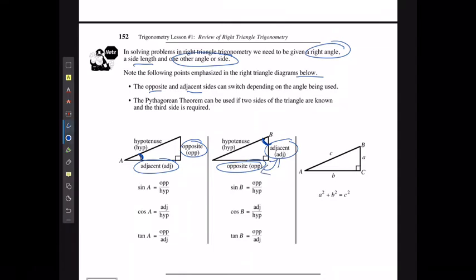The Pythagorean theorem can be used if two sides of the triangle are known and the third side is required. So that's just going to be c squared is equal to a squared plus b squared, or a squared plus b squared is equal to c squared. Just remember, if I'm trying to solve for one of the shorter side lengths, I need to rearrange my equation. So if I was trying to solve for one of the legs, like leg A, then a squared would have to equal c squared minus b squared.